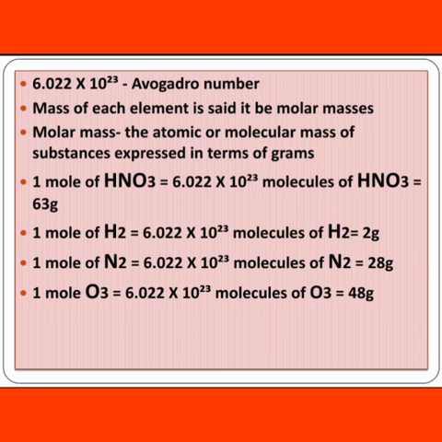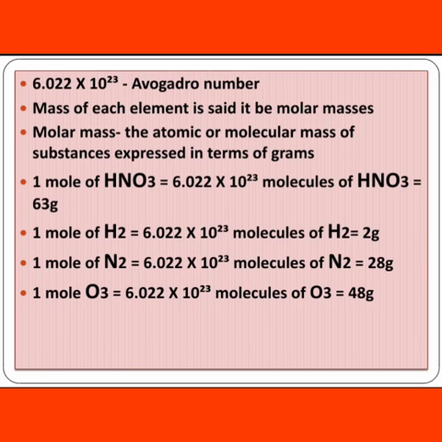Next, 1 mole of hydrogen, that is H2. We can see hydrogen is 2. What does 1 mole of hydrogen mean? It is 6.022 into 10 to the power 23 molecules of hydrogen. The atomic mass of H is 1, so 1 plus 1 is 2 grams, because 2 atoms of hydrogen are present, right? Next, 1 mole of nitrogen, 6.022 into 10 to the power 23 molecules of nitrogen. N is 14, so 14 plus 14 is 28, because 2 atoms of nitrogen are present.